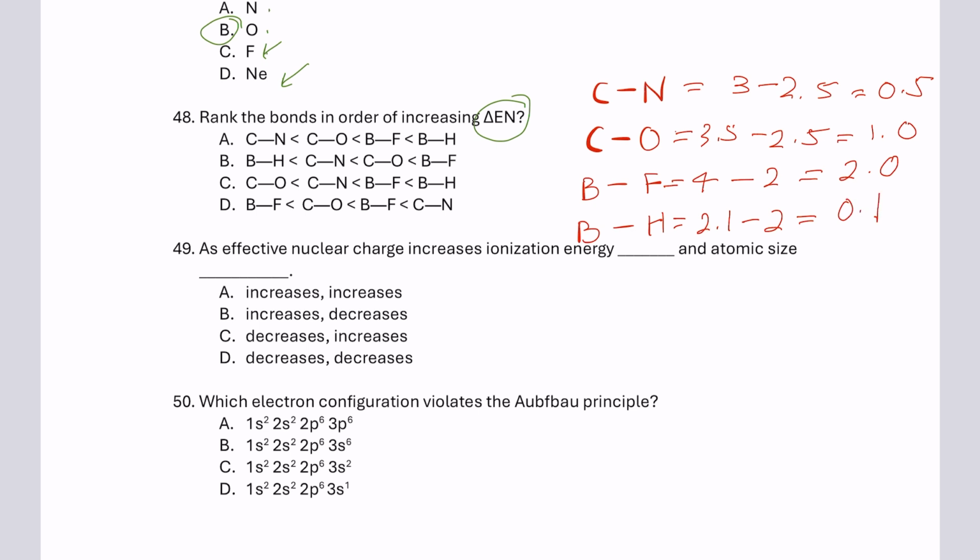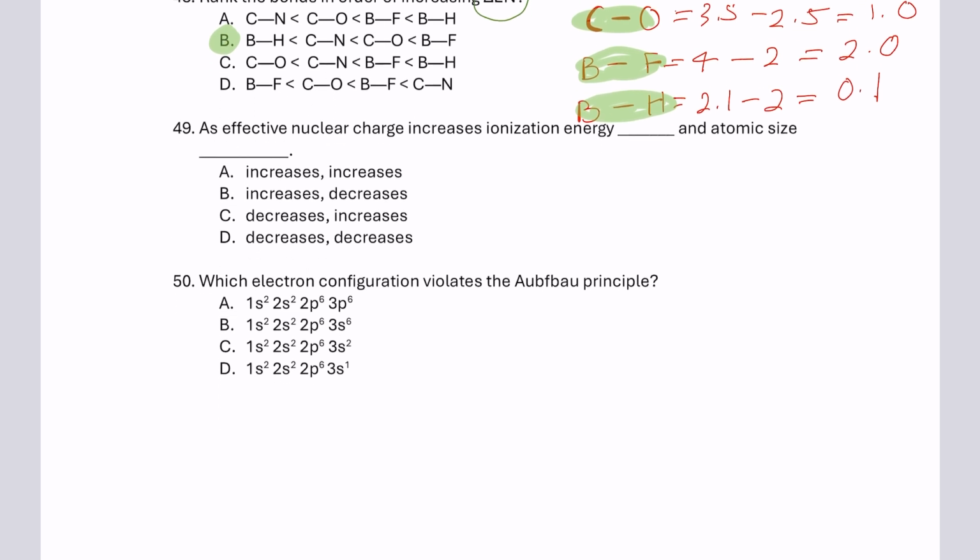So now we want to rank the bonds in order of increasing difference in electronegativity. So we'll start off with the lowest and go to the highest. The lowest difference in electronegativity is between boron and hydrogen, followed by carbon and nitrogen, followed by carbon and oxygen, and then finally boron and fluorine. So the answer choice that matches that ranking is going to be answer choice B.